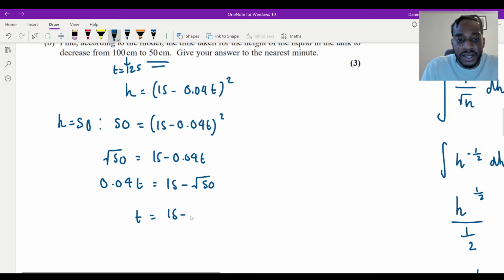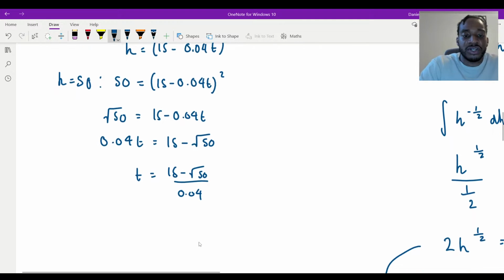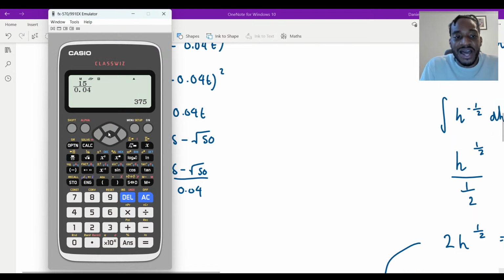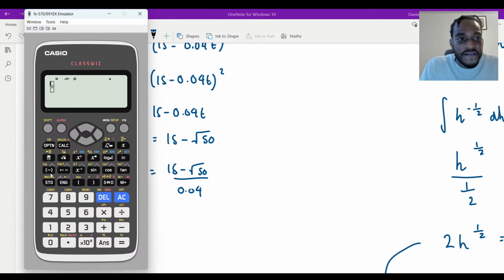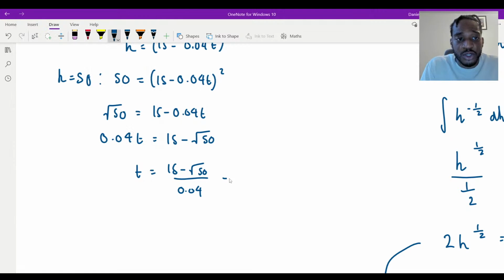15 minus root 50, divided by 0.04, is going to give me the value of t for when the height of the water is 50 centimeters. 15 minus root 50 over 0.04 is going to equal 198.2 and so on.